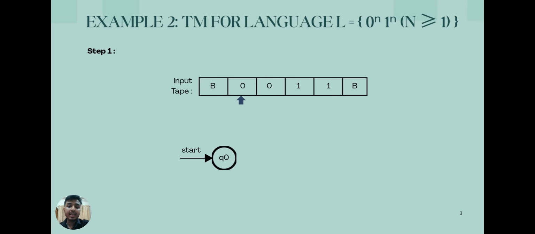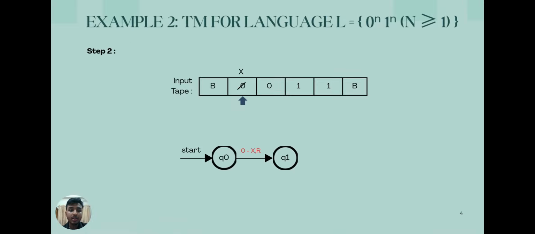Now I will explain example 2. The language is 0^n 1^n. This means the number of 0s must be equal to the number of 1s, and all 0s must appear before 1s. Here the input is shown on the tape with blank symbols on both sides, and the machine starts in state Q0.